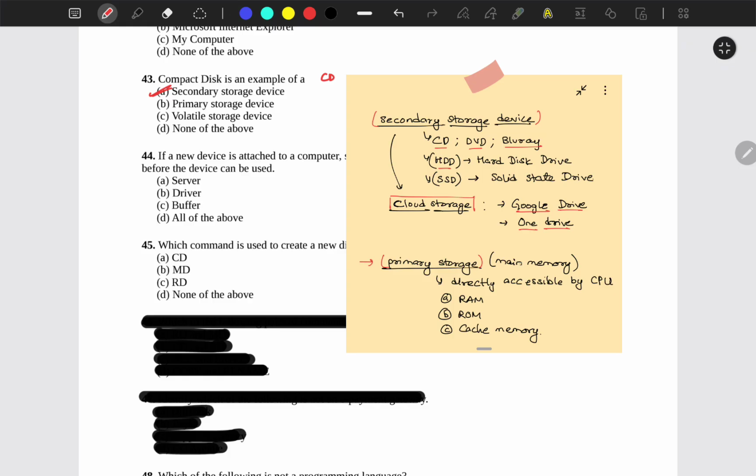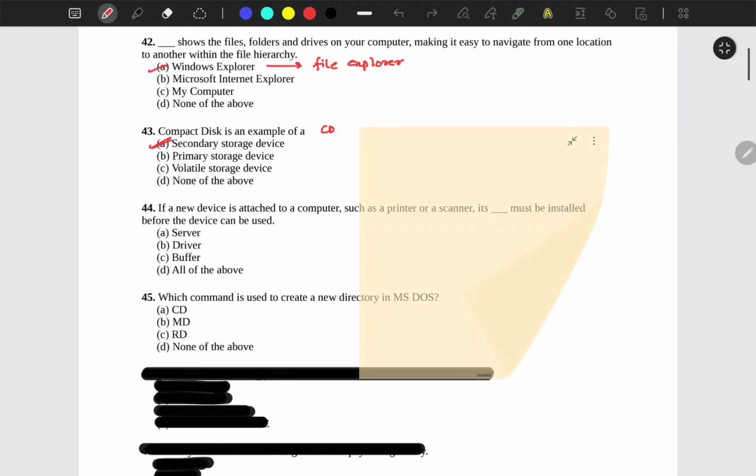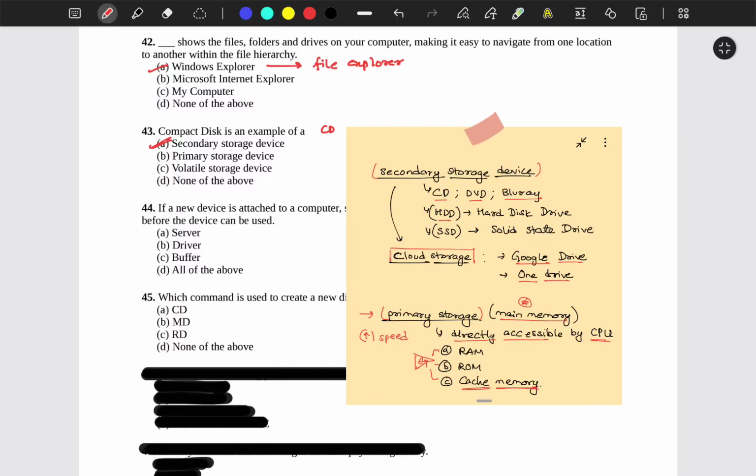So another one is primary storage. Okay, so what is primary storage? Primary storage is also known as main memory. So there can be a question, which of the following is known as main memory? Primary storage has direct access to the CPU, therefore it has greater speed as compared to secondary storage. Examples are RAM, ROM, and cache memory. There is a question on cache memory later on. So this is the concept of secondary and primary storage.